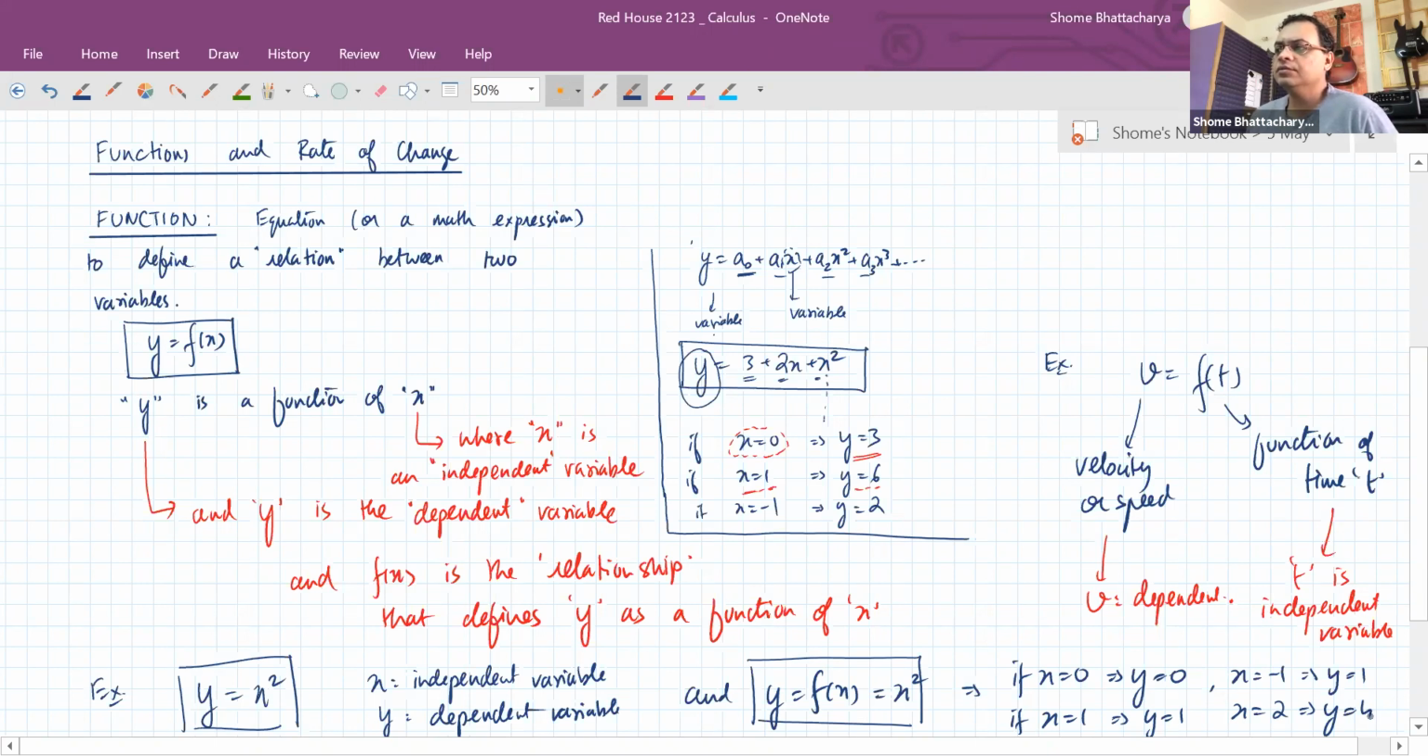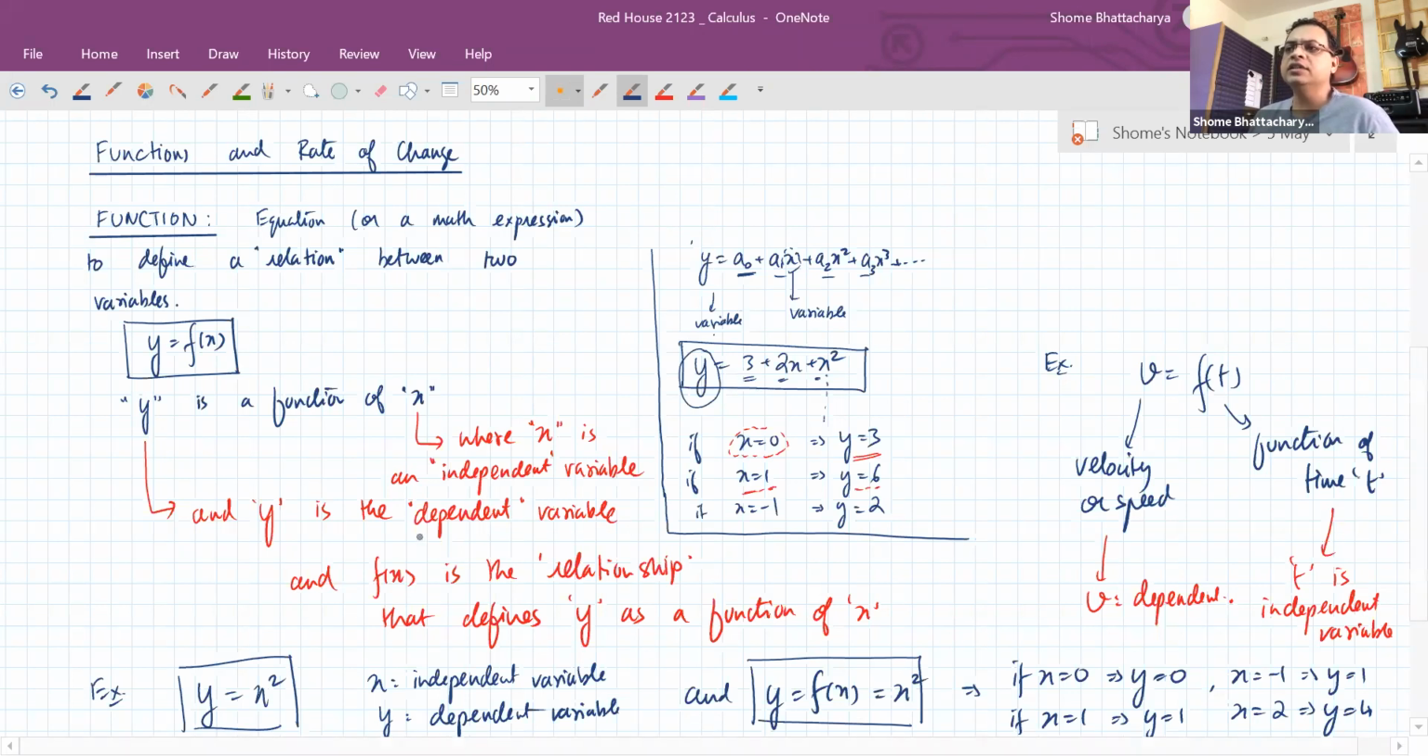Is this clear? Why isn't the value of y related to x? Sorry, come again, beta. Why isn't the value of y related to x? I mean, if the value of y changes, the x also changes. No, it is not that. That's part of the definition. What we write on the left hand side is the dependent variable, and what we write on the right hand side is the independent variable.